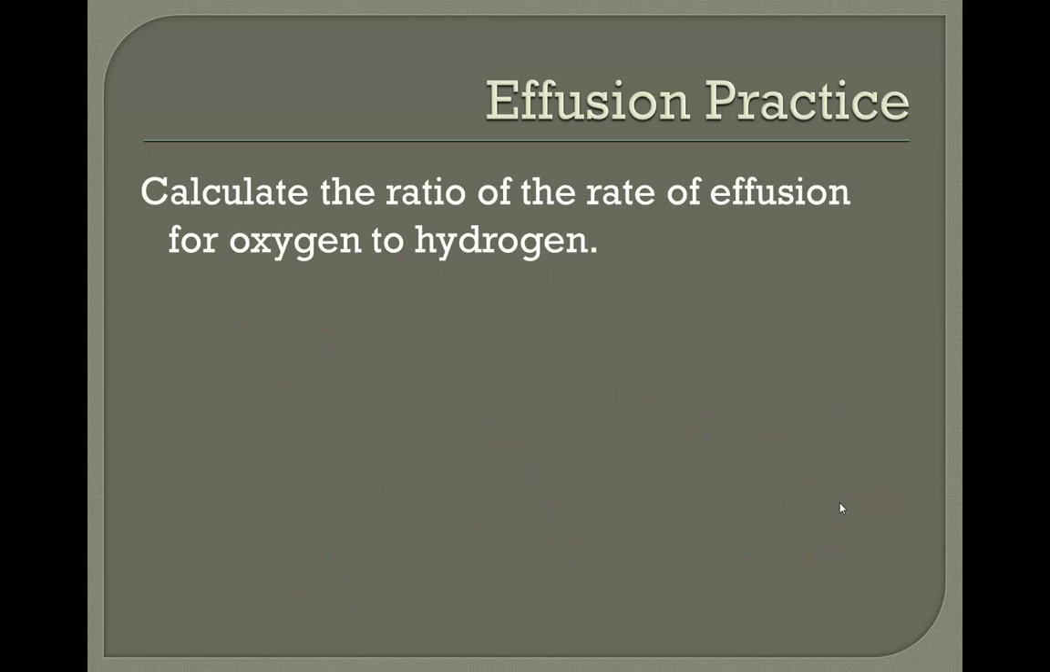Let's try another one. Calculate the rate of effusion for oxygen to hydrogen. So the rate of oxygen over the rate of hydrogen, we're going to reverse the order over here: the square root of hydrogen over the square root of oxygen. So the square root of 2.02 over the square root of 32.0 is equal to 0.251.